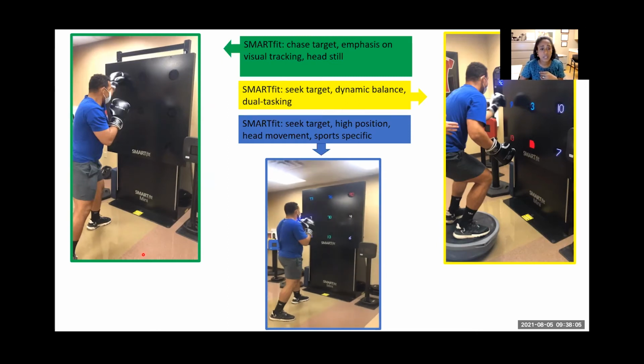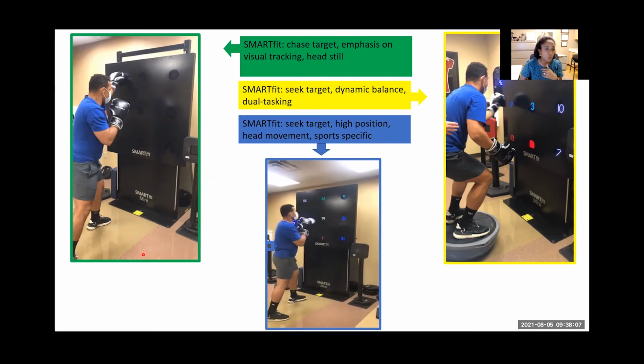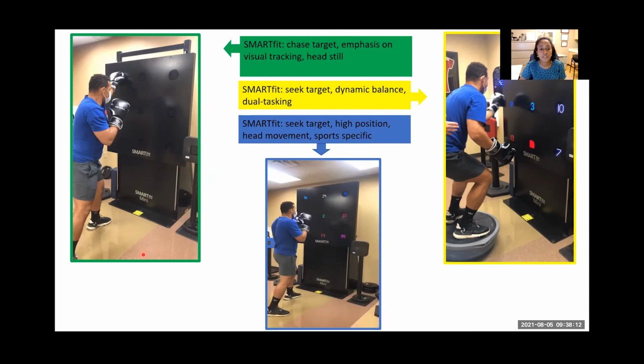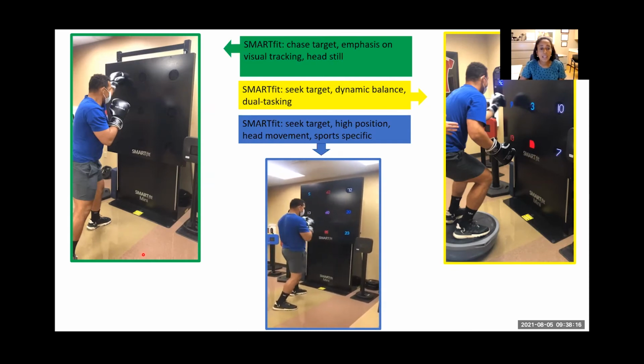This next video down here at the bottom, I have him moving his head a little bit more, a sport-specific performance and the bobbing he might do. I also have him calling aloud where or what he's hitting. So he was counting aloud with the numbers, 1, 2, 3, up to 10 in this example.